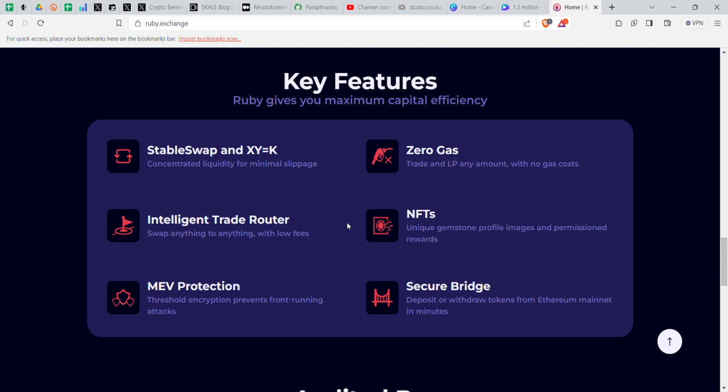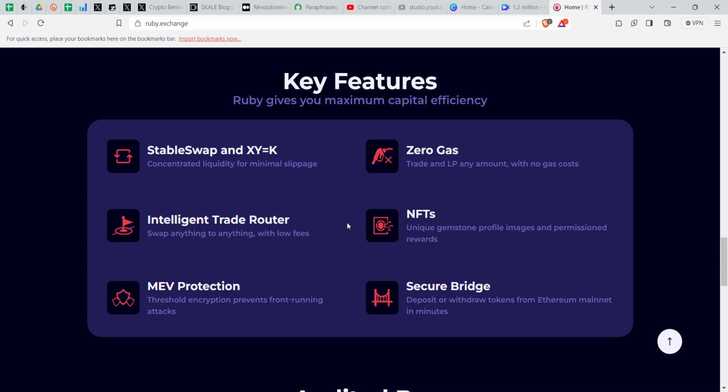Then you have zero gas. Just like the zero gas fee architecture of SKALE network, it is applicable to Ruby Exchange. You trade and you provide liquidity at any amount with no gas cost. You don't have to pay for gas fee, and this is one of the top features of SKALE network. End users do not have to pay for gas fee, as the DApp creators, the devs, have already paid for the fees in advance, and end users just get to enjoy usage of the applications without having to pay for gas fee.